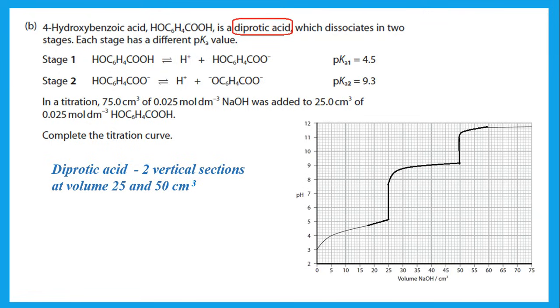So there should be a rise or a vertical line at 25 of sodium hydroxide and at 50 of sodium hydroxide. Remember that the rise for the second one should be lower than the rise for the first one because of the pKa. So your graph should look something like this.